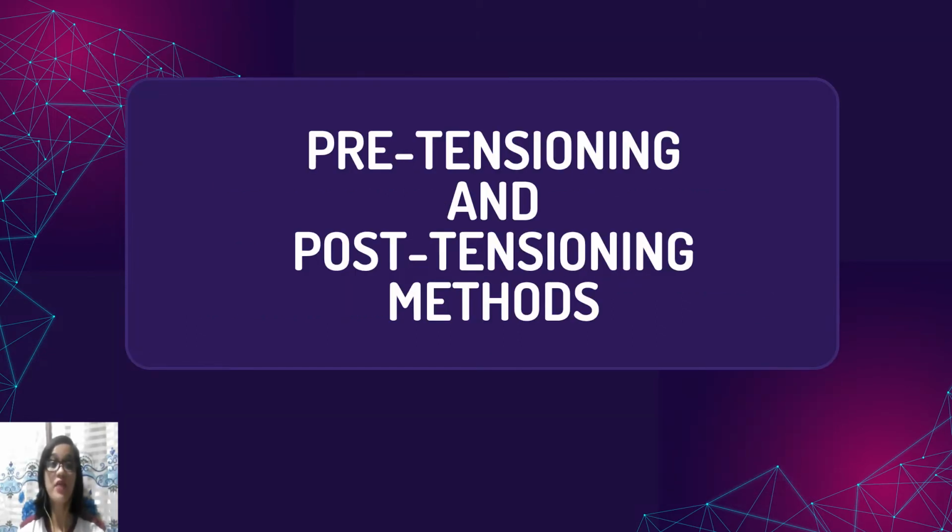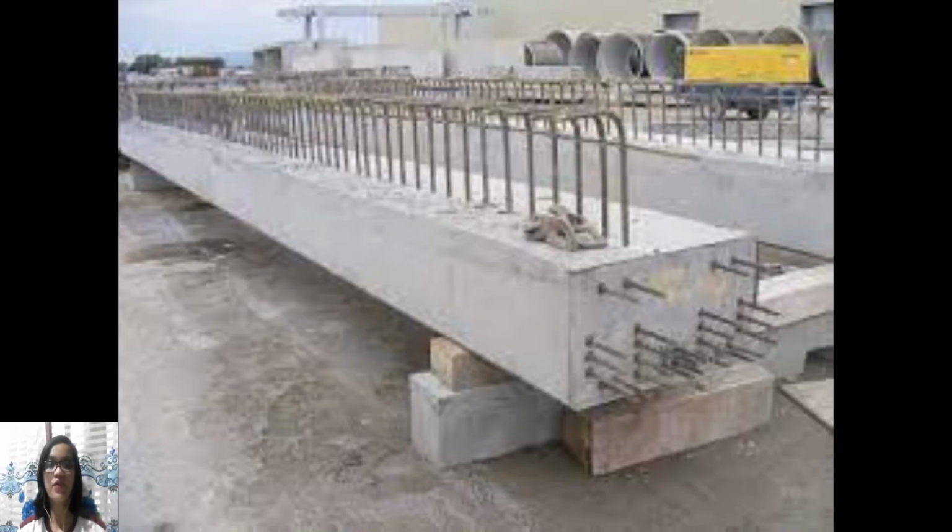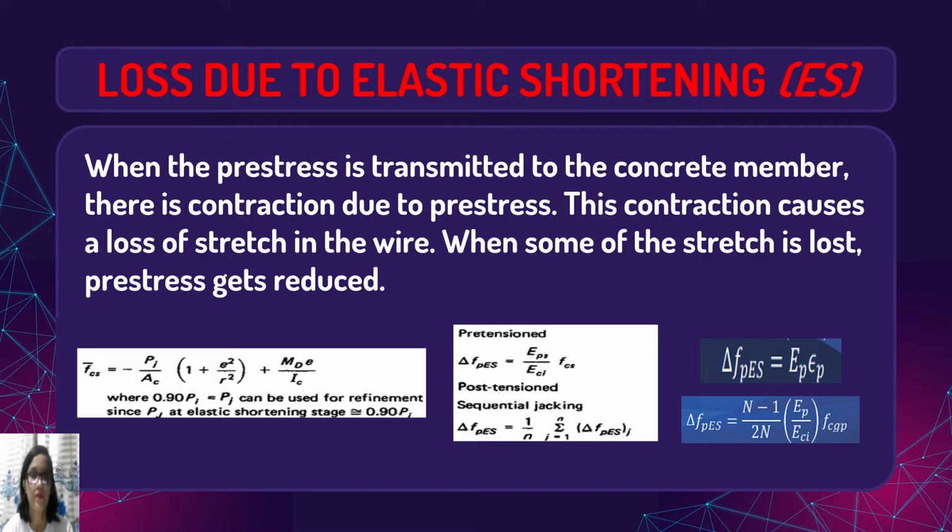There are two methods of introducing pre-stressing to a concrete member, namely pre-tensioning and post-tensioning. Pre-tensioning happens before the casting of the concrete, and post-tensioning happens after the hardening of the concrete. Now, let us first discuss the loss due to elastic shortening.